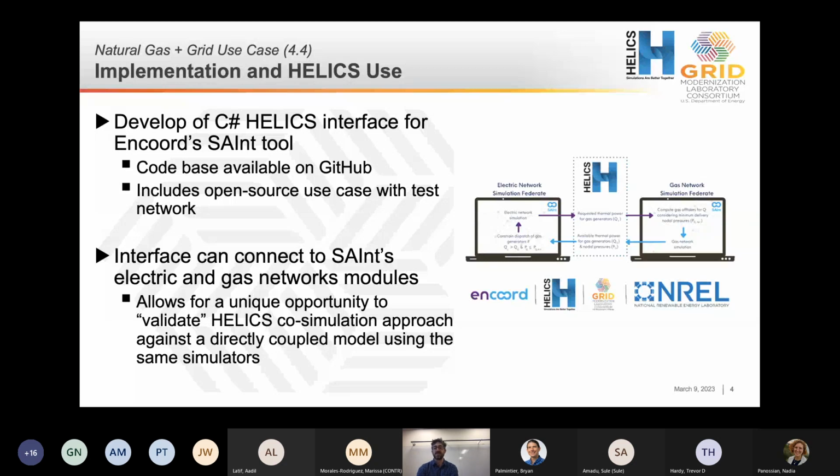So for folks who are interested in this, there's a 30 bus system, both on the electric side and also a corresponding gas network, and you could test this adapter and see how those two interact.